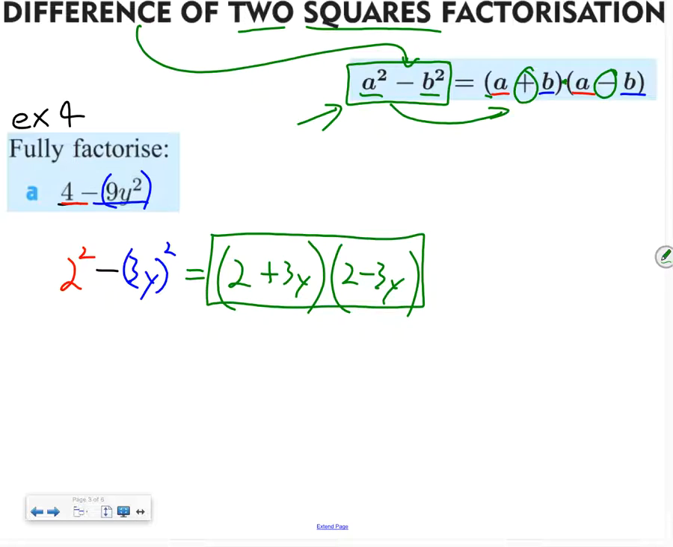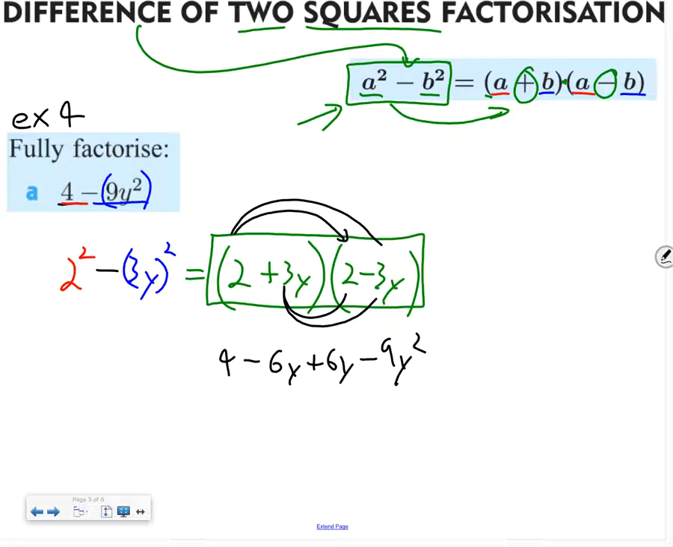Just to verify that that's correct, we can check our work. I can do 2 times 2 and I get 4. 2 times negative 3y and I get negative 6y. 3y times 2 and I get plus 6y. And now 3y times negative 3y and I get negative 9y squared. Remember, these middle terms are opposites of each other. They drop out and I just get 4 minus 9y squared.